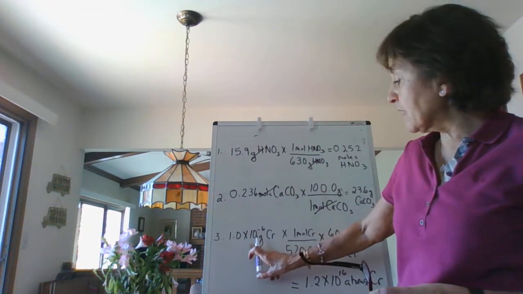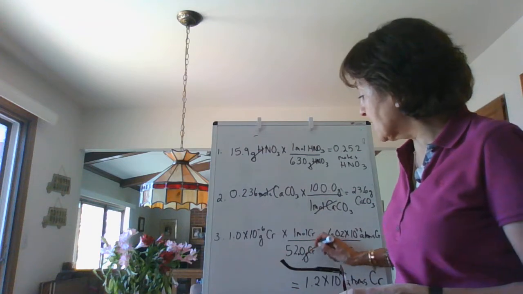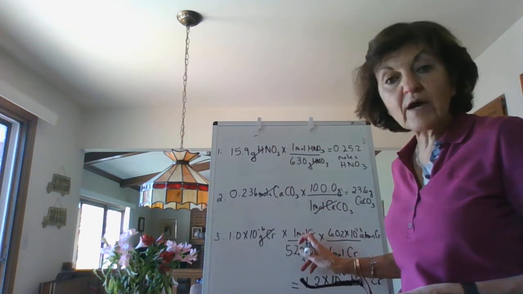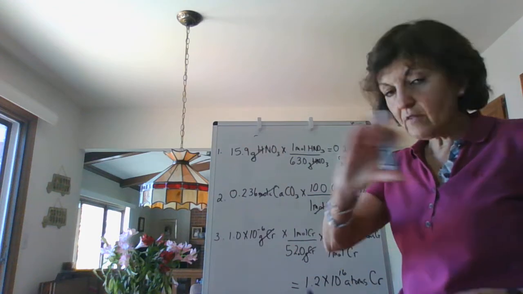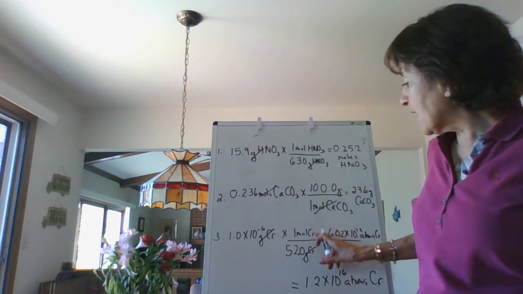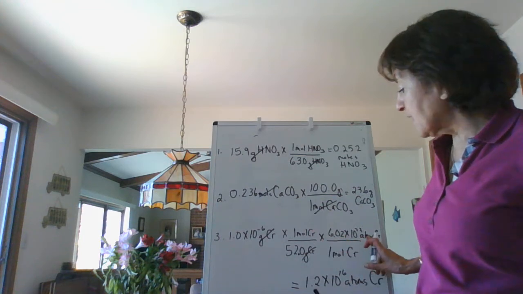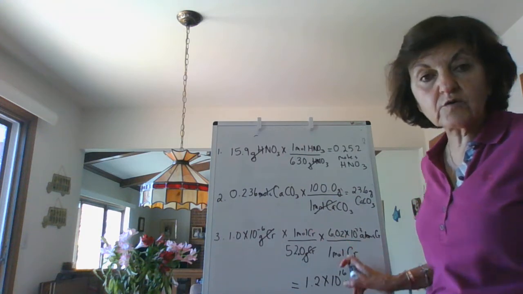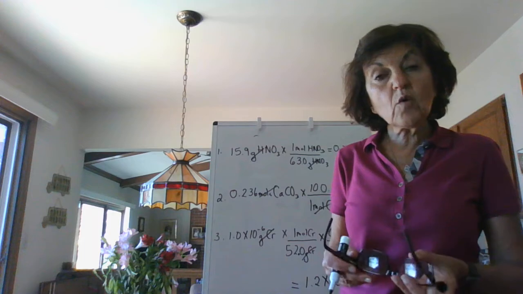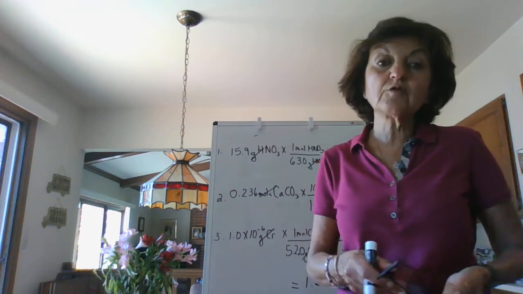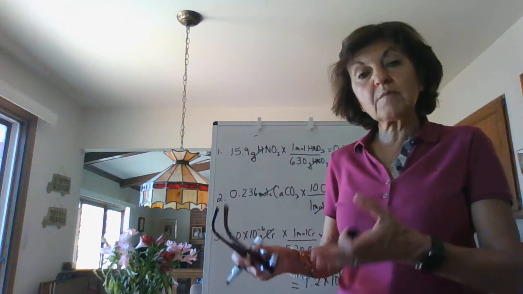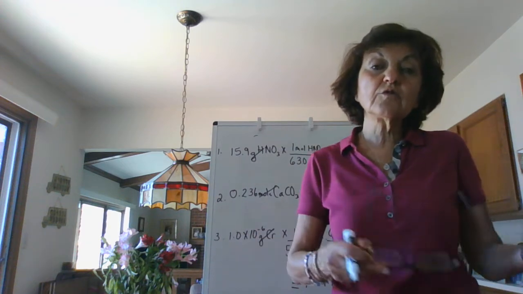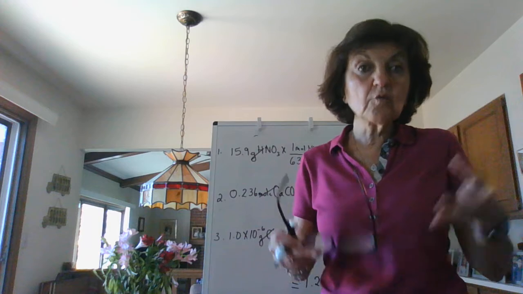So I'm going to convert my grams to moles. This way I canceled out grams. I now have moles of chromium. I'm going to pick up the calculator once I've done the full setup. I can now go from moles of chromium to atoms of chromium using Avogadro's number. Remember, 1 mole of any substance is 6.02 times 10 to the 23rd of that substance. So 1 mole of chromium atoms is 6.02 times 10 to the 23rd chromium atoms.